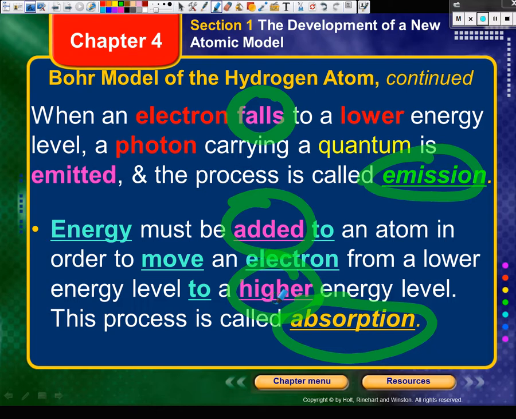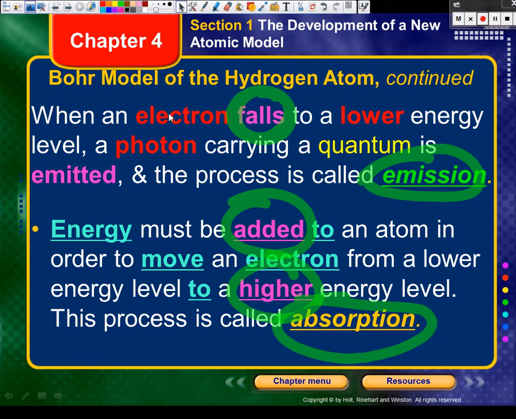The two words here that are important are emission and absorption. And you knowing how those two things happen. When you emit light, you're dropping energy levels. But when you're absorbing light, you're jumping up energy levels.